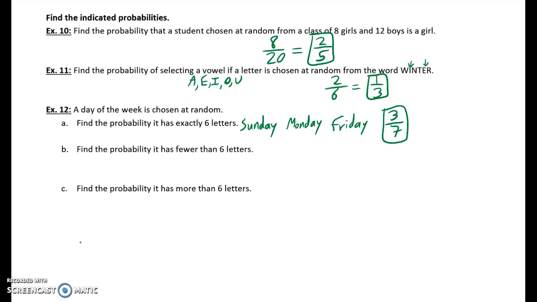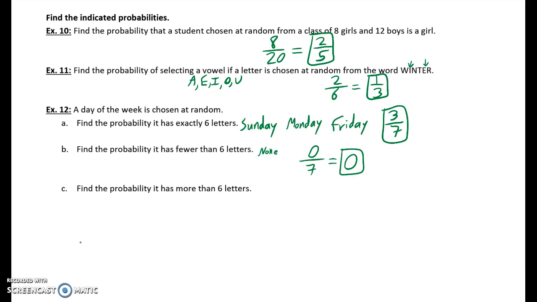Find the probability it has fewer than 6 letters. Well, again, let's go back through our list here. Sunday, Monday, Friday have exactly 6. Tuesday has more than 6. Wednesday has more than 6. Thursday and Saturday also have more than 6. There are no days that have fewer than 6 letters. There are none. So how many successful outcomes are there? Well, there's 0 out of 7 days. Don't leave it like that, though. Go ahead and write 0. The probability is 0. Probabilities can be 0.